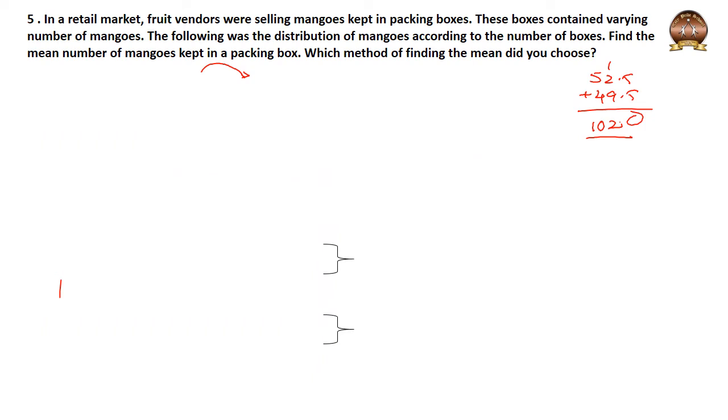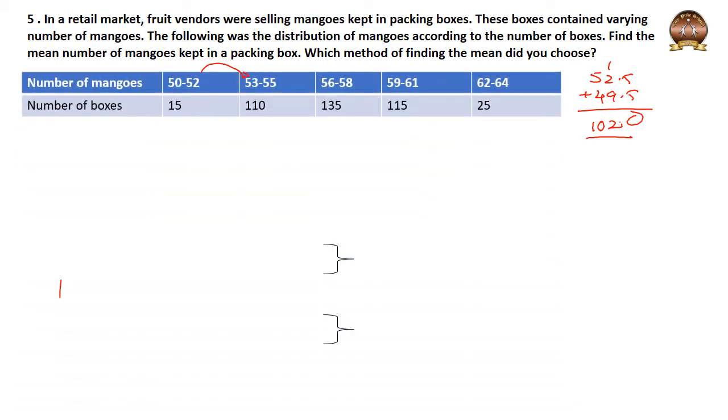So the next sum: fruit vendors are selling mangoes kept in packing boxes. These boxes contain a varying number of mangoes, and the following was the distribution of mangoes according to the number of boxes. Now, since the numbers are two-digit and the frequencies are three-digit, we can definitely go by the standard deviation, assumed mean method for finding the mean.